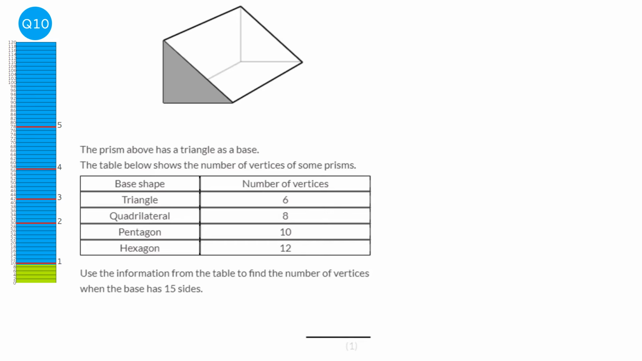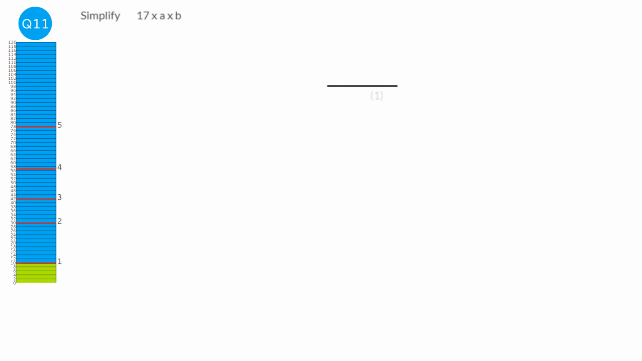If we write in how many sides each shape has, triangle has 3, quadrilateral 4, pentagon 5, hexagon 6, you'll notice the number of vertices is twice the amount of each of them. So if a shape has 15 sides, we just times that by 2 and it will have 30 vertices. In algebra, we don't show the times sign, so 17 times A times B just simply becomes 17AB.